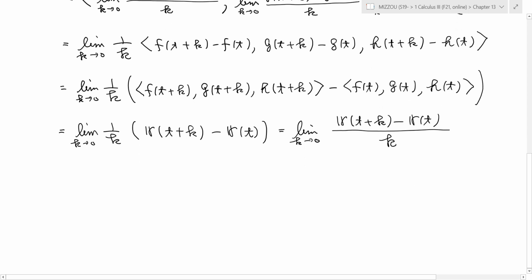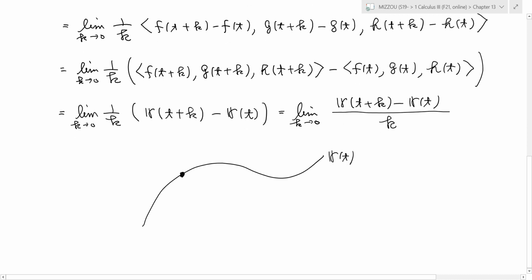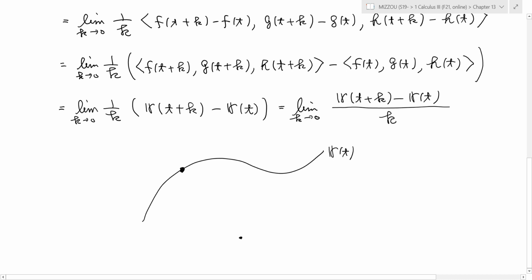Well, let me write down the picture. Suppose this is our curve given by r of t. Remember, r of t is essentially the trajectory of a moving particle in space for each given time t. And suppose you are here at time t, an arbitrary t. So here's the origin, and the vector here is r of t. That's this vector.